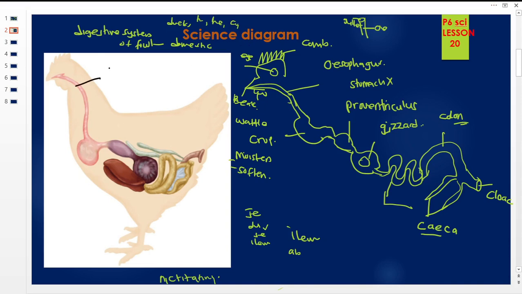Now this part here is what we call the esophagus, right? This one is the esophagus. Now this part here is our crop, and we've said in the crop food is moistened and softened. Now from there, this part here, can you guess what this is? This part is the same as this one, and this one is called the proventriculus.